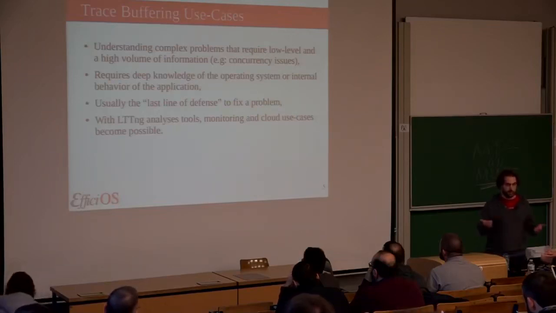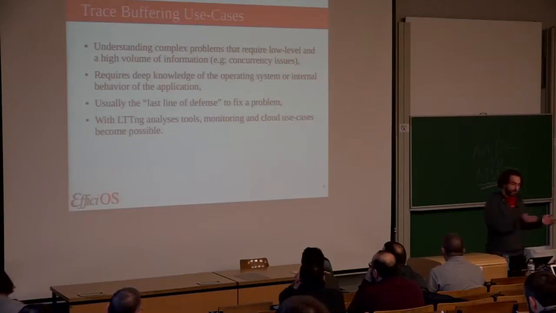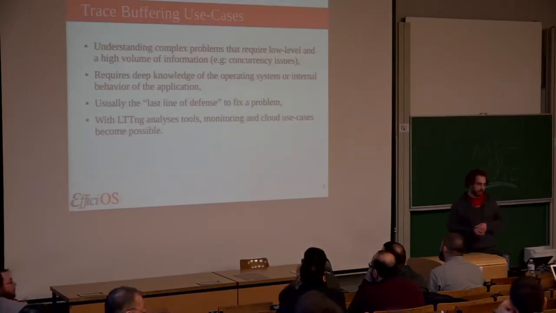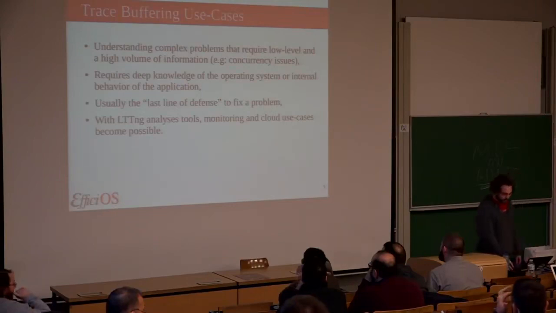You also have hardware tracing, which does this kind of trace buffering. It's usually considered the last line of defense, because when you are at the point of using a tracer, that's because you didn't find a solution with a simpler tool before. That's usually why it's not that popular to use a tracer and why you always have to rediscover how it works, because usually you don't use that every day. But with what I'm going to show you today, you will see that it can be used in production for cloud and monitoring use cases.